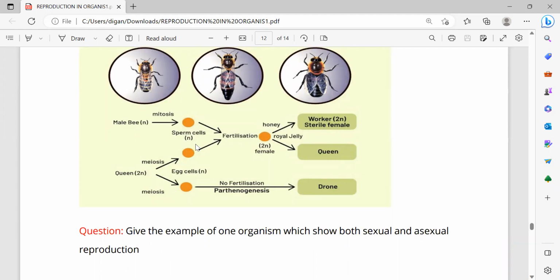These are sterile. After the sperm is finished, the queen bee starts producing only eggs, and from these eggs, by meiosis without fertilization, haploid new honeybees are produced, which are known as drones, the male bees. It means in the life cycle of honeybee they show both sexual and asexual reproduction. By asexual reproduction or parthenogenesis, they produce the drone, and by sexual reproduction, they produce the worker bee.